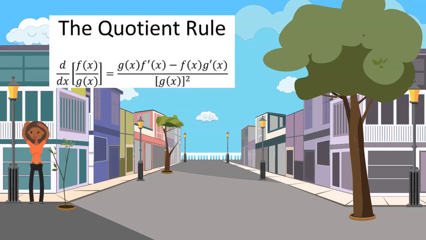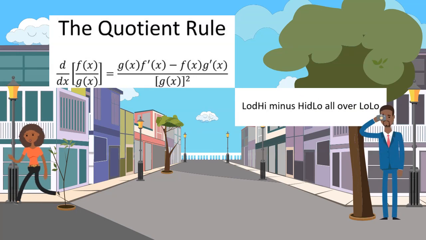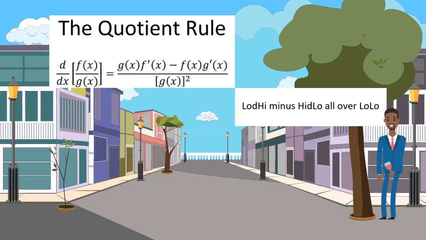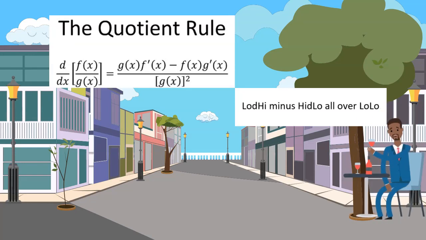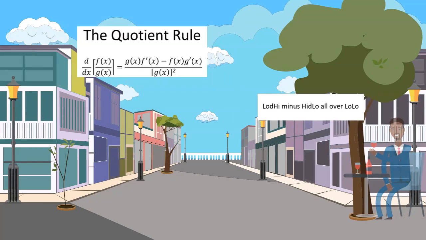Yes, the formula is a bit confusing, so in order for you to memorize it, I will give you a mnemonic for this. We have this: low d high minus high d low all over low low. So low here is the denominator, high here is the numerator, d high here is the derivative of the numerator, and d low here is the derivative of the denominator. Low low means the denominator is multiplied to itself.